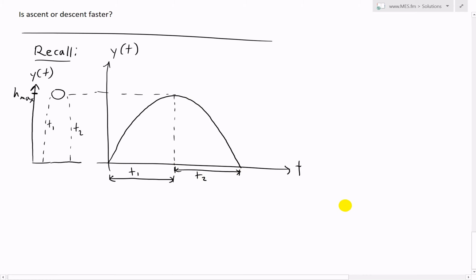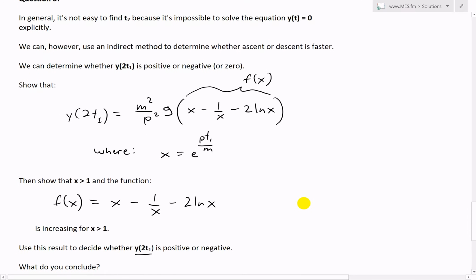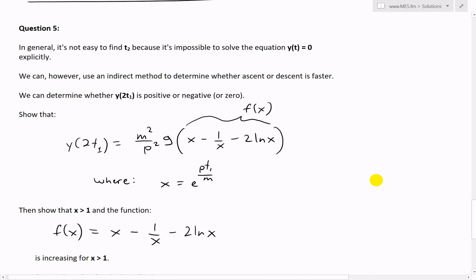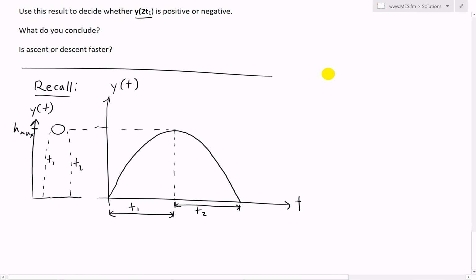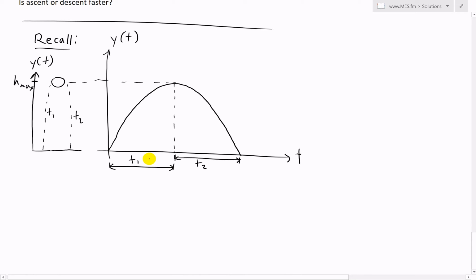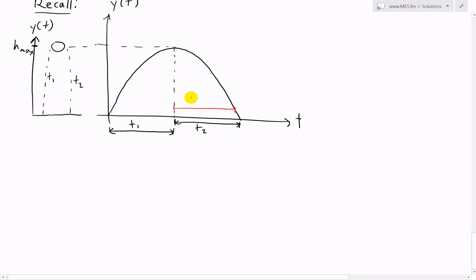Now in this case we don't know if t1 is less than or greater than t2, but the idea is to look at whether y of 2 t1 is positive or negative, or 0. Let's look at what those cases mean. Let's assume that t1 is less than t2. I'll draw it in red: t1 is less than t2, like that.